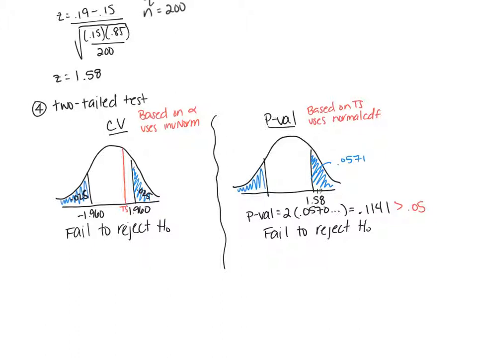Now that we have our decision, step 5, we write our conclusion. Our conclusion is that there is not enough evidence that the dropout rate of seniors in high school in Ohio has changed.